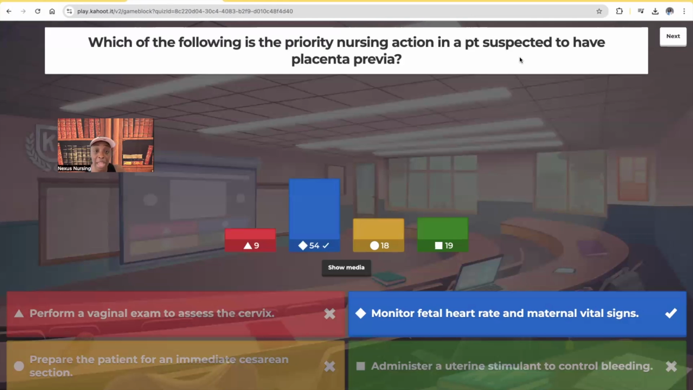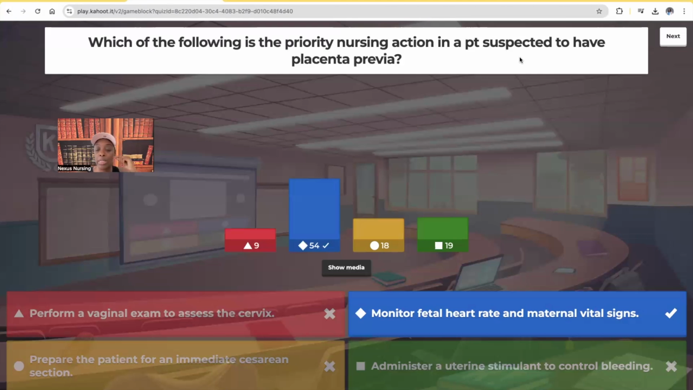Okay. Next, prepare the patient for immediate C-section. Maybe that patient absolutely may have to have a C-section. We don't know yet. We haven't even assessed that patient. We're not there yet. And last, I cannot believe 19 of you guys chose this as an answer, but I'm not going to yell. I'm going to remain calm.